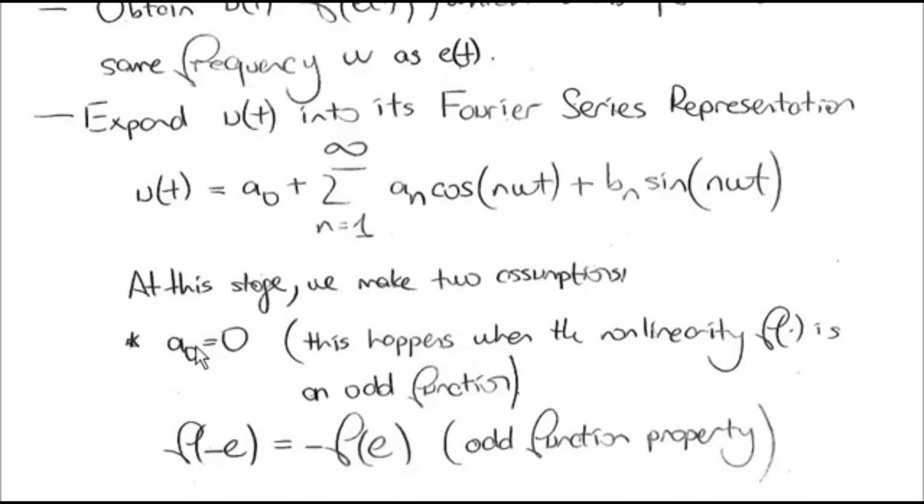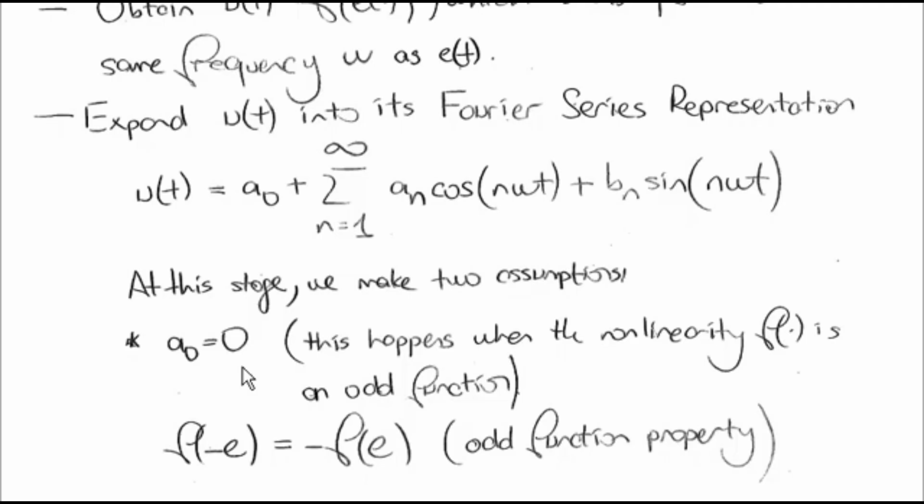The first assumption is that A0 is equal to 0. So we assume that the DC component is equal to 0. And we're going to see that this is always going to happen if the nonlinearity f is an odd function. If the nonlinearity f satisfies this property, f of minus e equals minus f of e, then we call f an odd function. And in that case, we are going to see that this A0 is always going to turn out to be equal to 0.